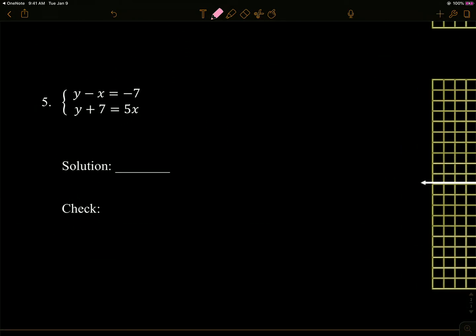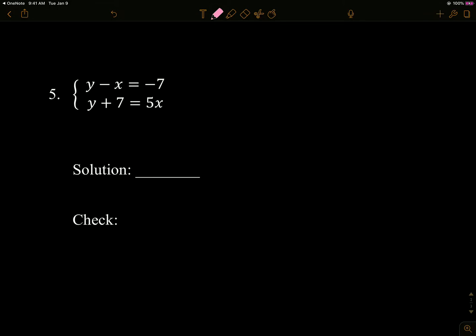All right, so let's look at number 5. Let's put those into slope-intercept form. So I want to solve for y. I'm going to add x to both sides here. So I get y equals positive x minus 7. That one has a slope of 1 and a y-intercept of (0, negative 7).